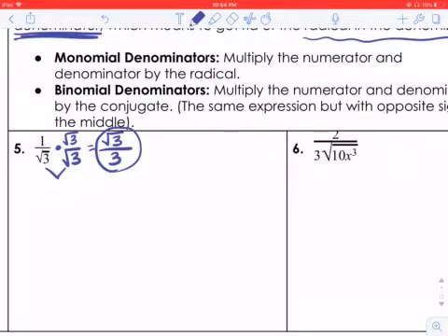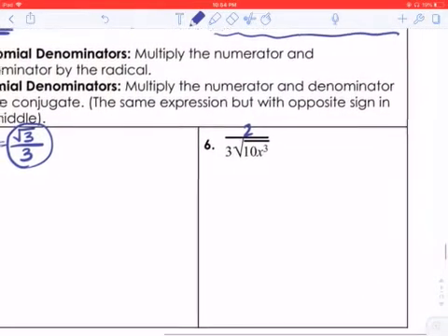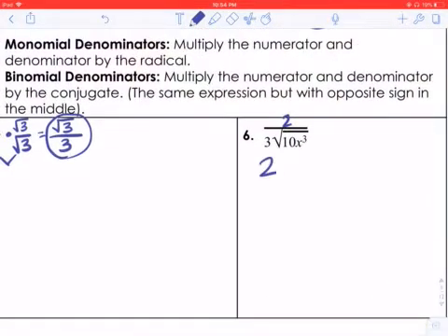Go ahead and ask any questions that you need to. And then we're going to look at this one. This is a 2. Sorry about the getting cut off. So I have 2 over 3 square root 10x cubed.